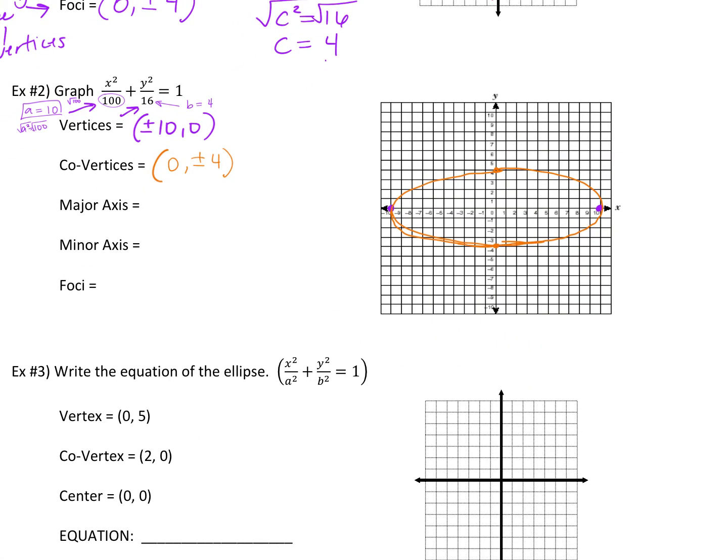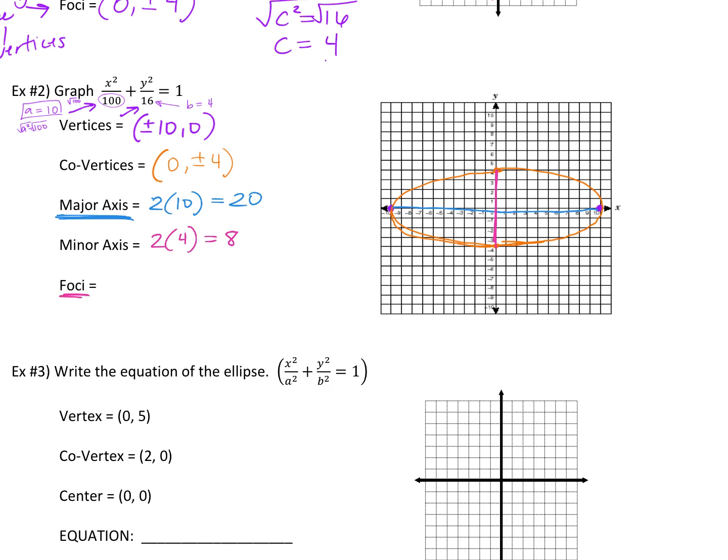Okay. What is your major axis? Is it the horizontal or the vertical? It's the horizontal. This is your major axis, right? How long is that? It's 20. It's double that 10, so it's 20, okay? What's the length of your minor axis? That's 8. Double your 4, so your minor axis is 8.